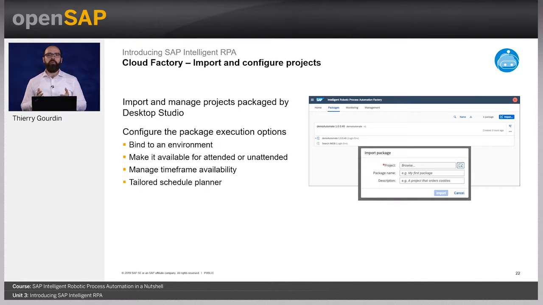You are now ready to import the automation package you developed from the Desktop Studio. Once the package has been uploaded to the factory, you must create a configuration. A configuration sets the rules for how to use a package. You simply link the configuration to the previously defined environment and set the activation time frame. Besides, a planner gives you the ability to set time frames during which unattended jobs will be periodically executed.